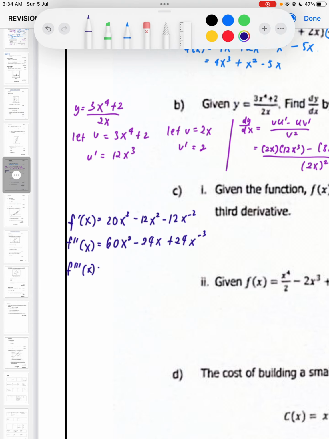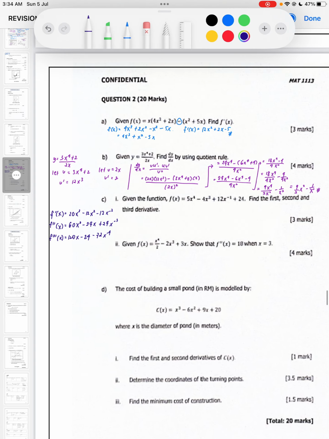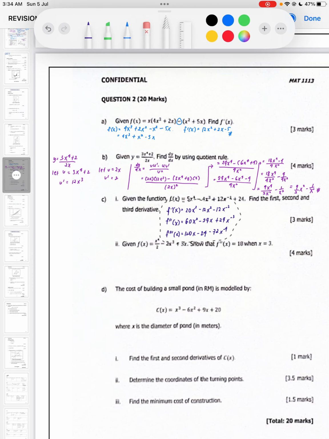Okay, f prime prime prime x is going to be 120x minus 24. Wait, hold on. 24 times negative 3 is going to be negative 72x to the power of negative 4. So we've already found all three derivatives.